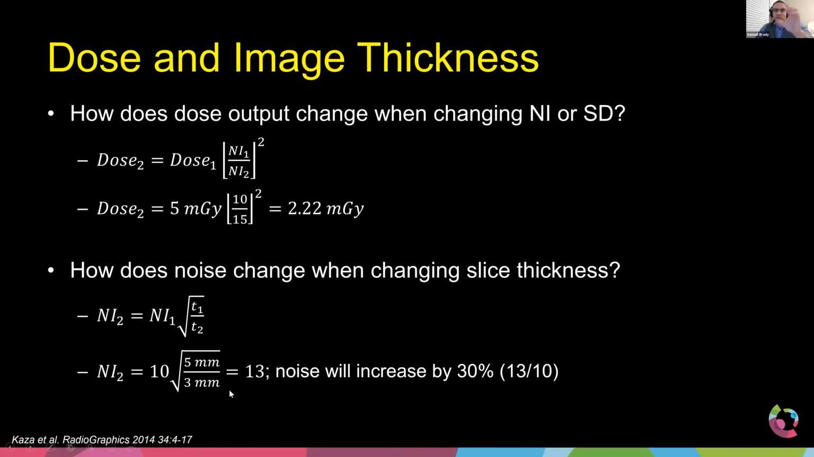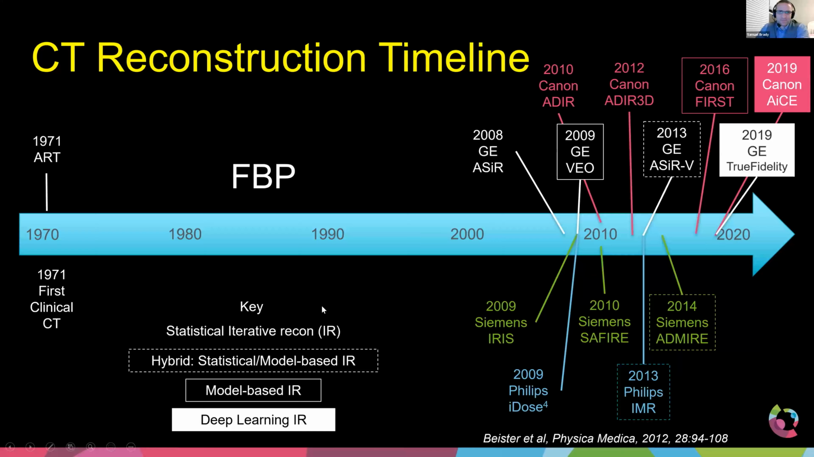And so from going from a thicker to a thinner image, the overall image quality will change. So this just is a way to kind of give you a sense if you're changing overall thicknesses. I simply give you these equations as just kind of a tool to play with.